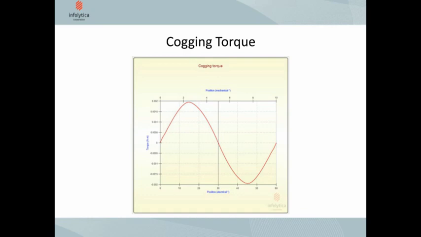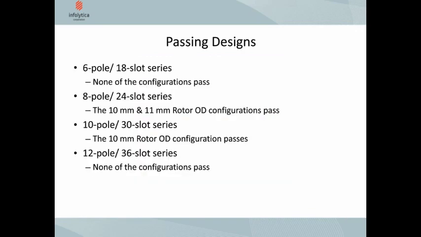Again, if I show you a summary table which shows the designs which pass, it turns out that none of the 6-pole 18-slot series pass. None of the 12-pole 36-slot machines pass. I have 2 machines that pass in my 824 series and 1 that passes in my 1030 series.